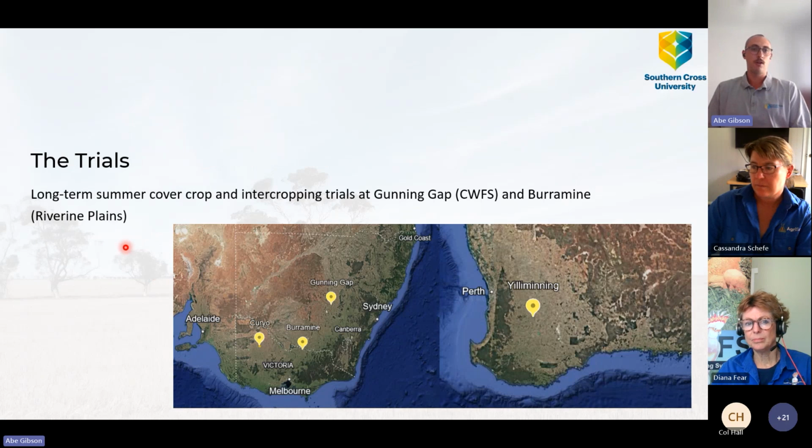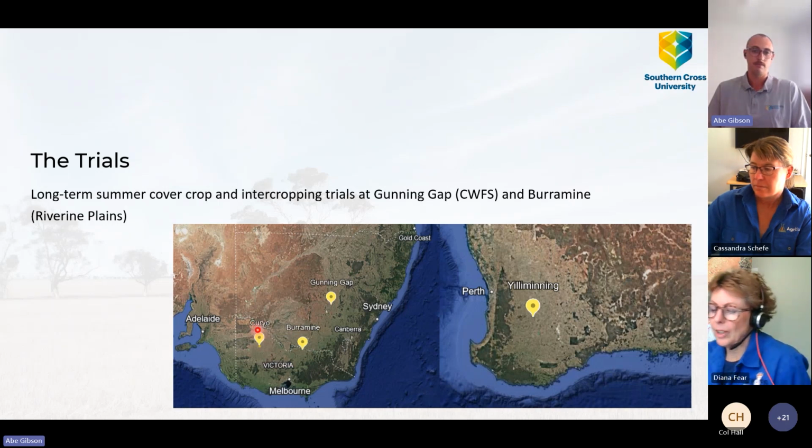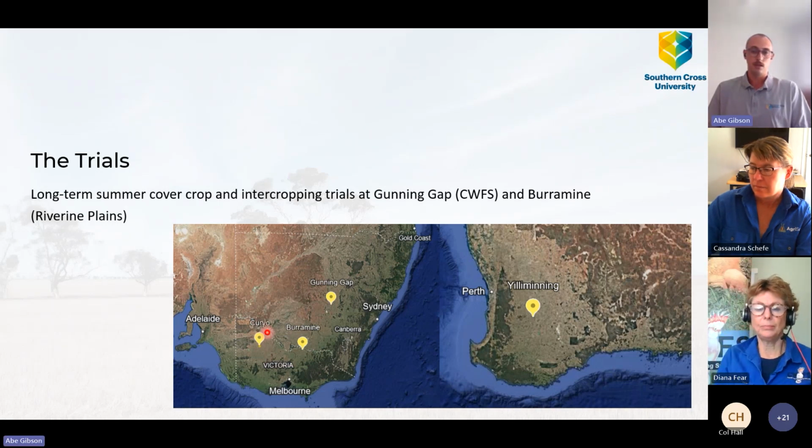So if I jump into the trials, this is the spread of where they are throughout Australia. So our Central West trial, down in Gap there, our River Plains trial down at Barrowline, our BCG trial is over in the Mallee, and then we have our basic group trial that we talk about at the end over in Gilligan in southwest WA.